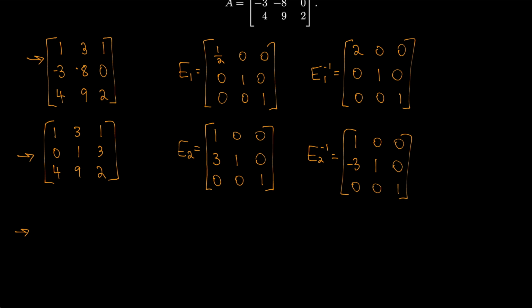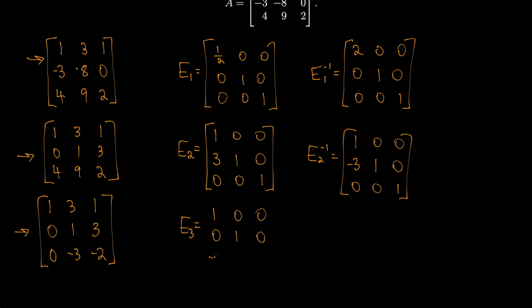Let's keep reducing. So I need to get another 0 underneath, so I'll keep my top 2 rows the same. And I'll end up with 0, minus 3, minus 2 by subtracting off 4 on the bottom. So E3 will be 1, 0, 0, 0, 1, 0, minus 4, 0, 1, which means that E3 inverse is 1, 0, 0, 0, 1, 0, 4, 0, 1.